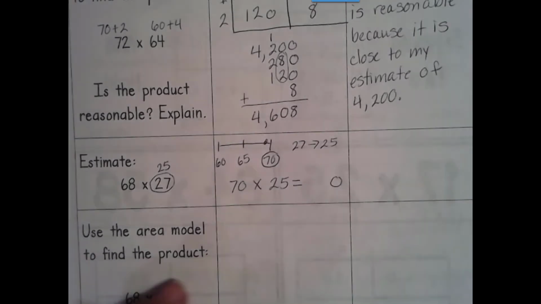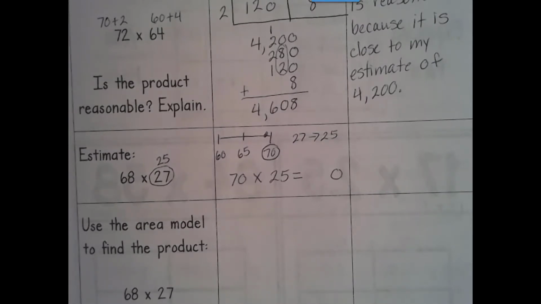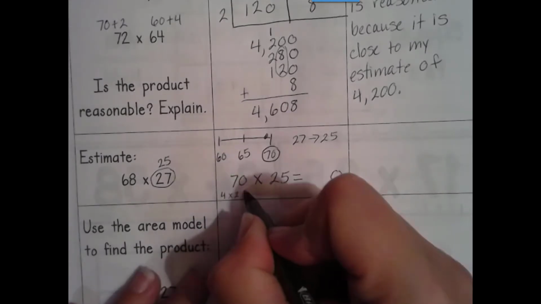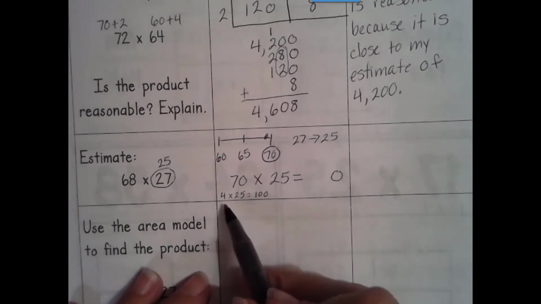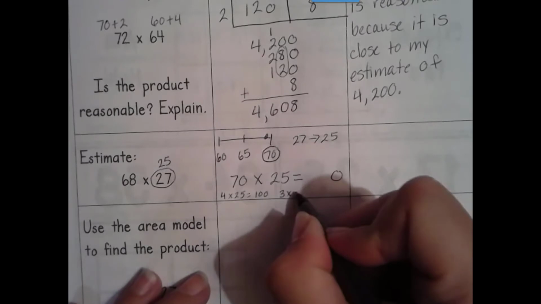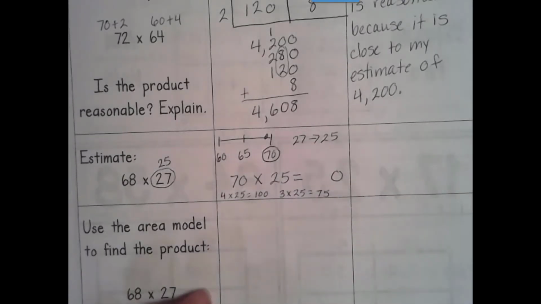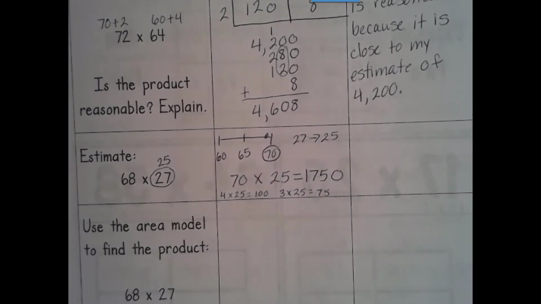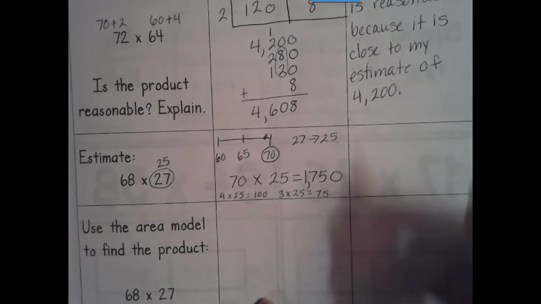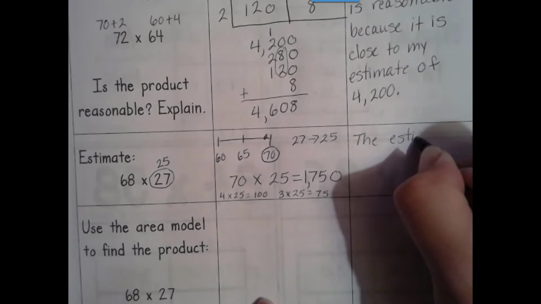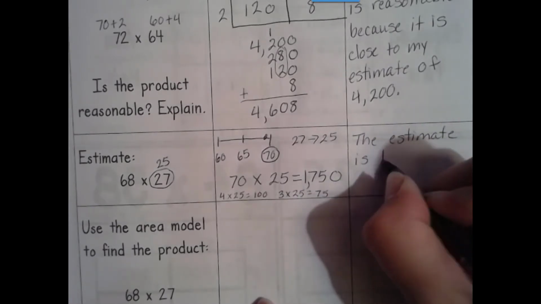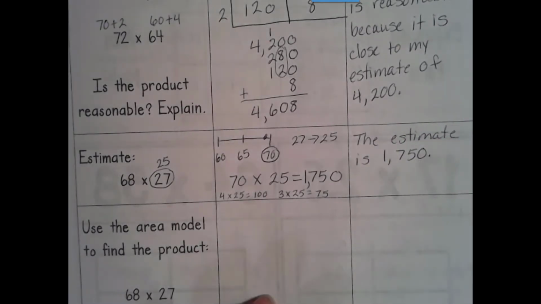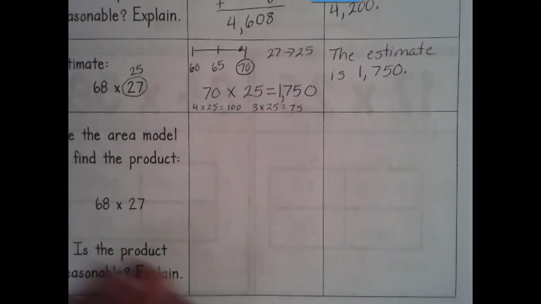Placeholder moves it over one place. And then I think of 7 quarters. 4 quarters makes a dollar. So 4 times 25 is 100, makes $1. And that would leave to make 7, 3. 3 quarters is 75 cents. So 7 quarters would be $1.75, or 175. 8 quarters makes $2. So if you're just thinking, counting up by quarters, 25, 50, 75, 100, 125, 150, 175. 1, 2, 3, comma. The estimate is 1,750.